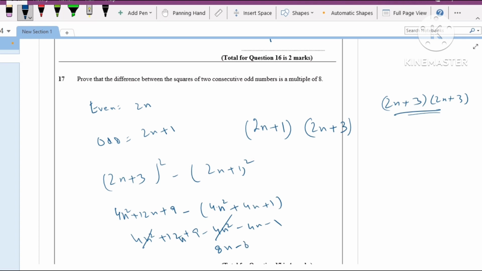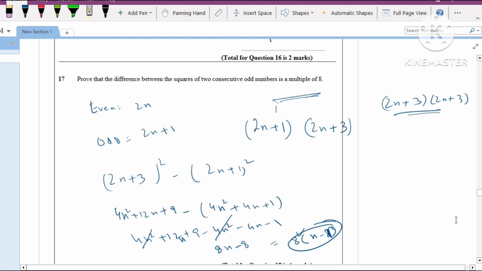So 8 is basically common. So you will write 8 and minus 1, sorry. You can see clearly that this is a multiple of 8, and he is looking for this proof. This is the next question, question number 17.